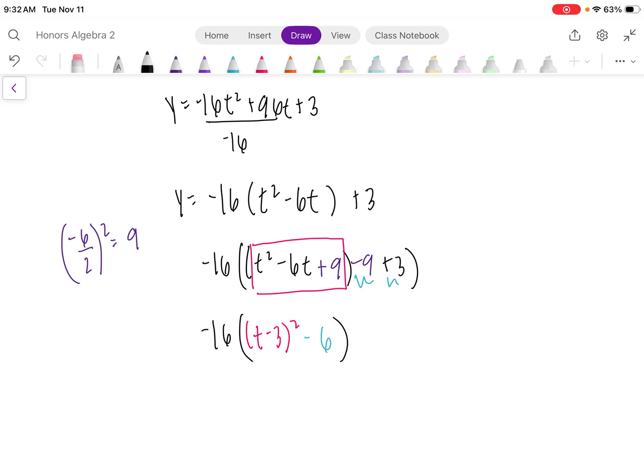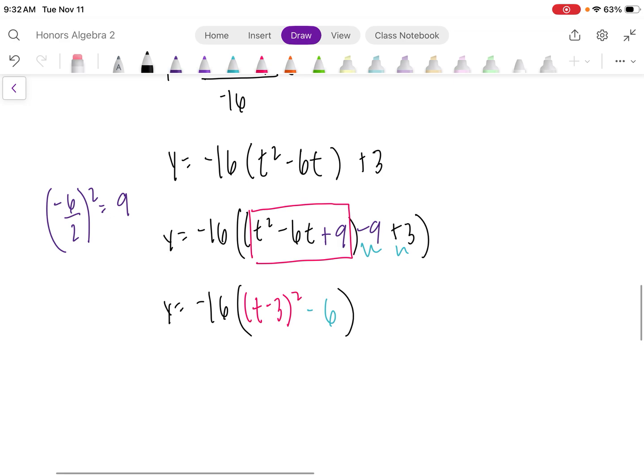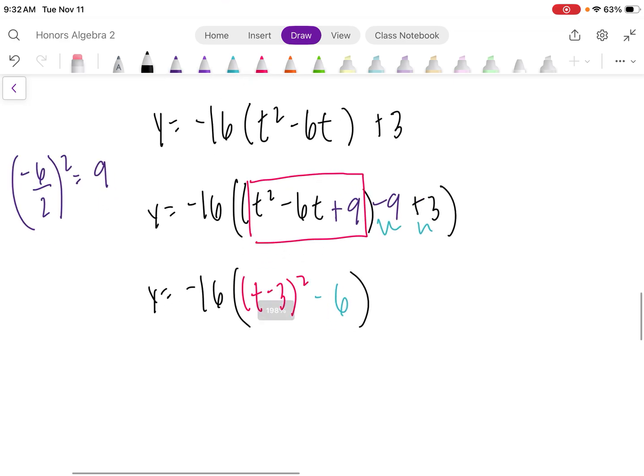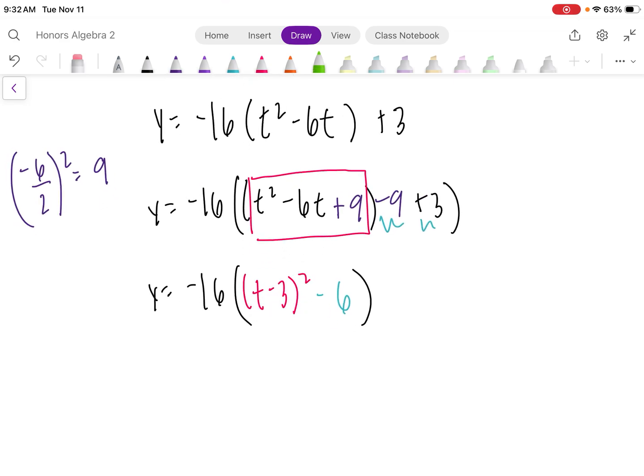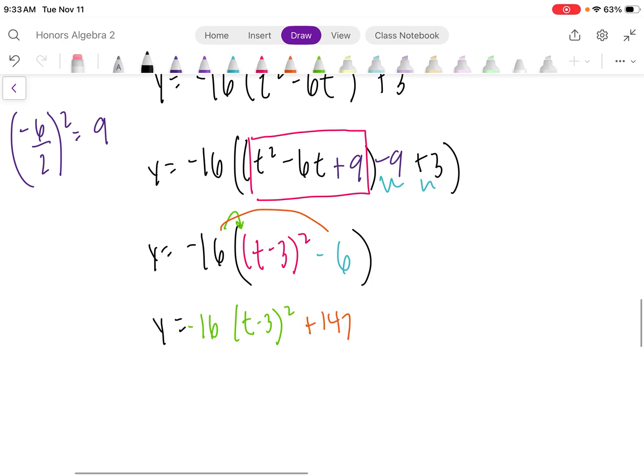And so how we get away with this is just another way to factor by grouping, but I don't like teaching it this way, or factor by completing the square, sorry. You keep the a value at the beginning, and this is how you would get it into vertex form, because then you can distribute. So you would leave this as negative 16 times t minus 3 squared, and then you distribute it to that negative 6. That becomes plus 147. So now you have it in vertex form.